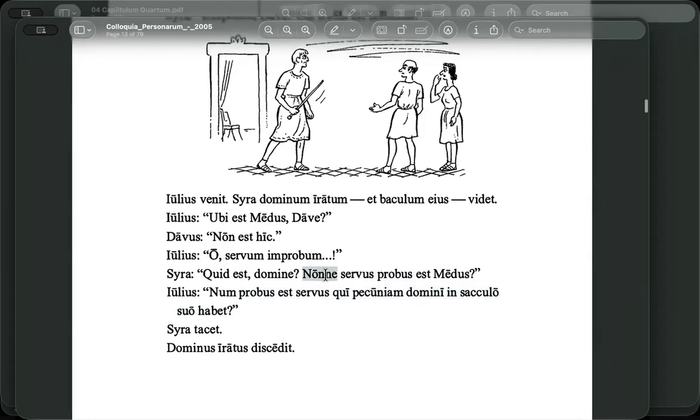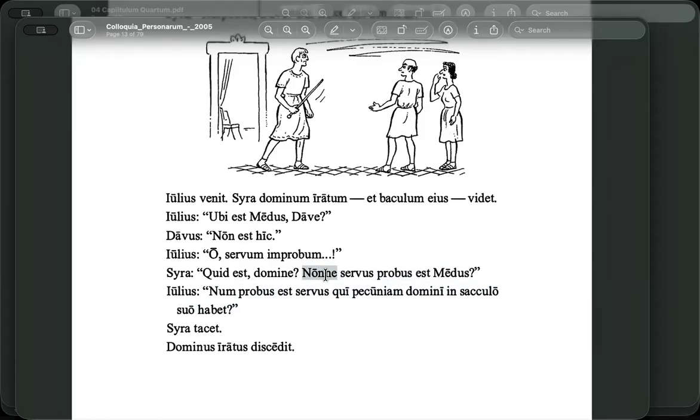Okay, nonne. I get that the ne is making it a question. Yeah, it starts a question, and the expected answer is agreement. So Sira is going, well, he's a good servant, right? Isn't he? Yes. And now the num is basically the answer, in the negative. So what he's saying here is that a good servant has his master's money in the servant's money bags, and the answer that makes sense is no.